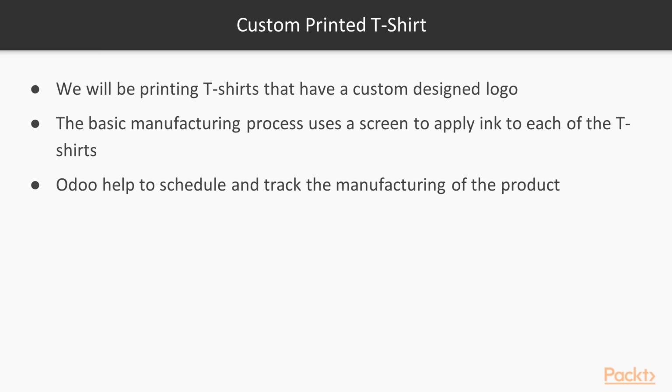A real-world example of producing a custom printed t-shirt. In Odoo, you manufacture products by creating manufacturing orders. For example, we will be printing t-shirts that have a custom designed logo. The basic manufacturing process itself involves using a screen to apply ink to each of the t-shirts. For now, we don't need to know all the detail of this process to begin using Odoo to help schedule and track the manufacturing of the product.